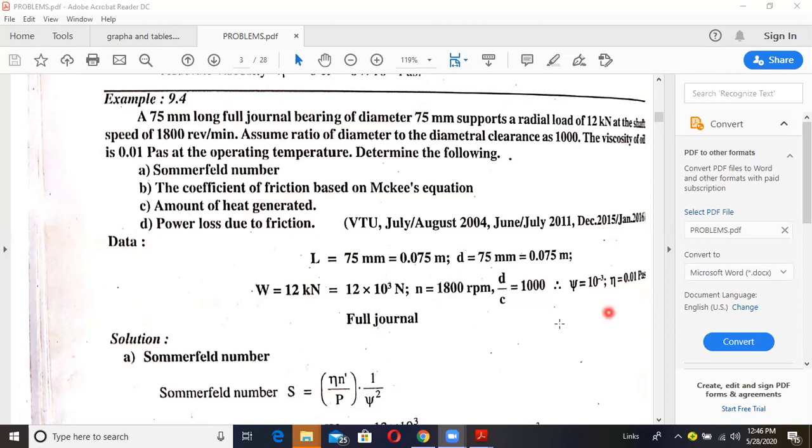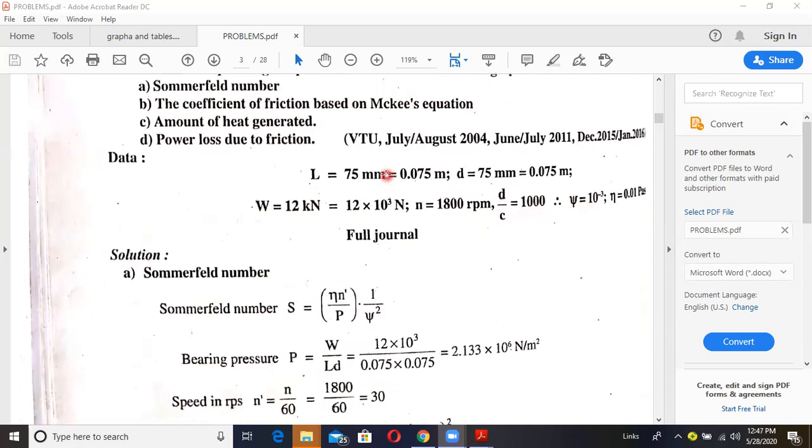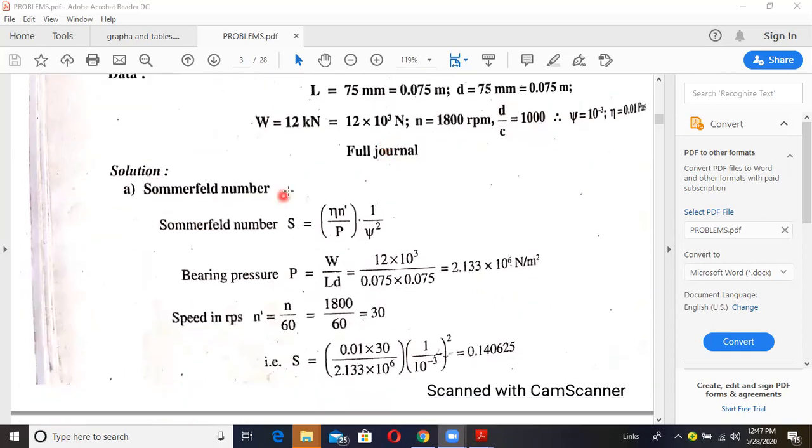Now they have given D by C, but the formula to calculate Xi is equal to C divided by D, diametrical clearance divided by diameter. Therefore, you get 1 divided by 1000, which is 10 to the power of minus 3. That is Xi. Now, in the question they told us that it is a full journal bearing. First, we will calculate the first unknown, that is the Sommerfeld number.